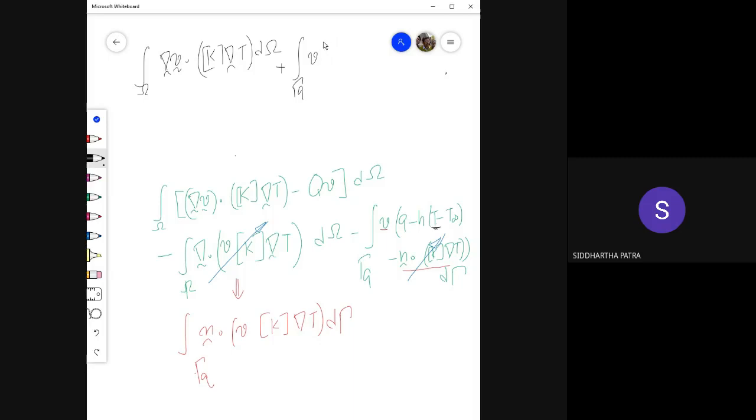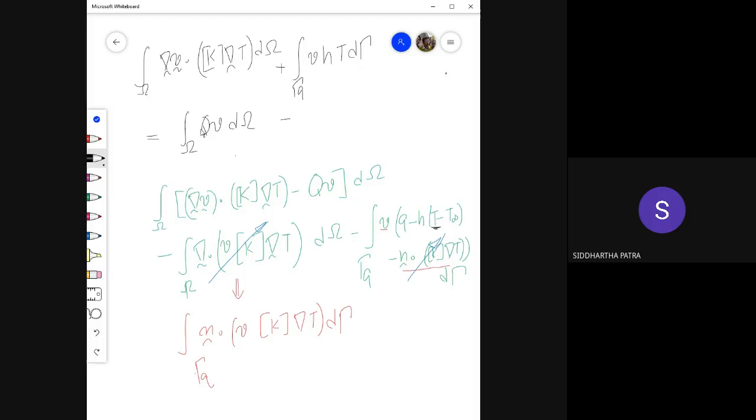So T or a gradient of T, everything will always contribute to the stiffness matrix. So minus v times h times T d gamma. That forms the left hand side. And in the right hand side, you have integration over the volume q v d omega. That basically is the contribution of the variational part.